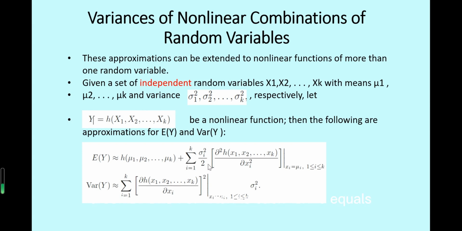E(Y) equals the function h evaluated at mu1, mu2, up to mu_k, plus a combination of k terms. Each term equals each variable's variance divided by 2, times the second order derivative of the h function with respect to this variable, evaluated at its mean. And the variance of Y is the summation of k terms. Each term is the first derivative with respect to this variable, squared, evaluated at the mean of this variable, times the variance of this variable.